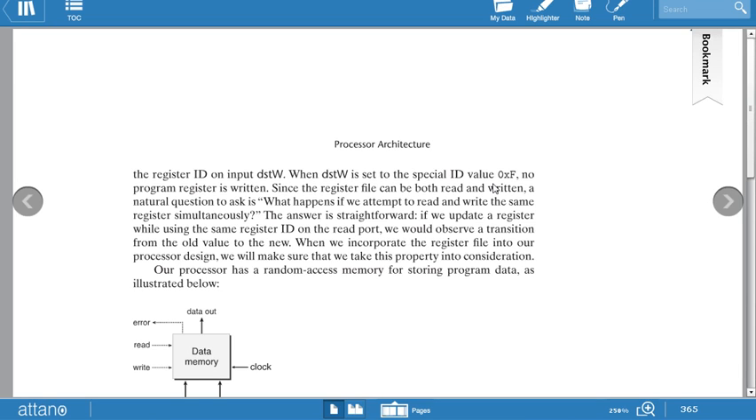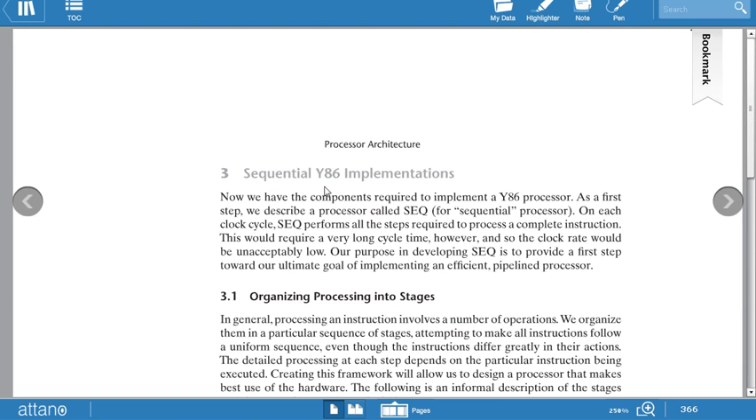In tomorrow's session I will take the next topic, that is sequential Y86 implementation. This is the topic I will show you. This is sequential Y86 implementation.